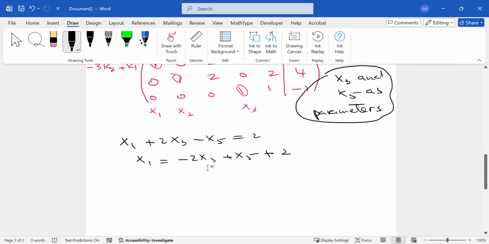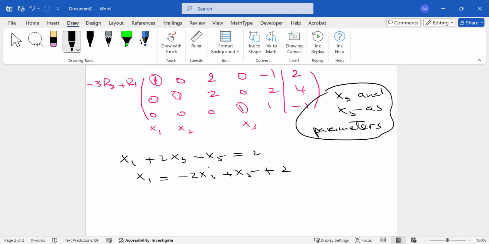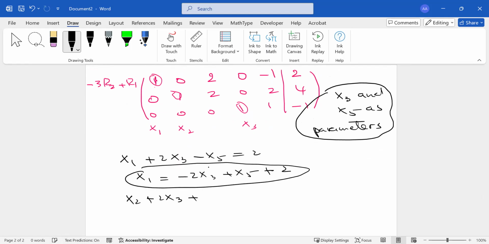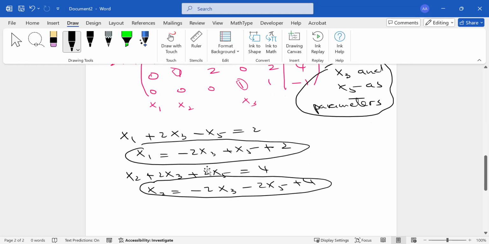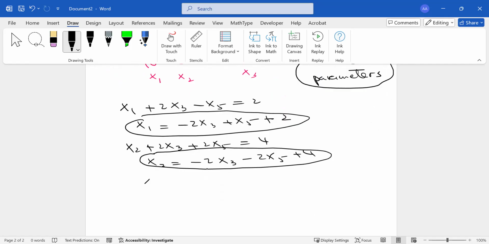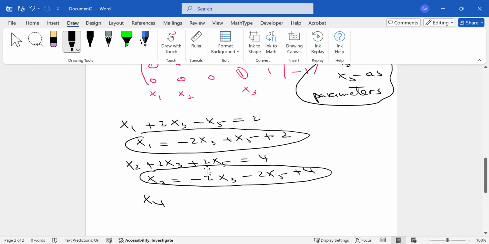And here, the second row says x2 plus 2x3 plus 2x5 equals 4. So x2 equals -2x3 minus 2x5 plus 4. So that was quick. And the last one says x4 plus x5 is equal to -1, which says x4 is equal to -x5 minus 1, you see?